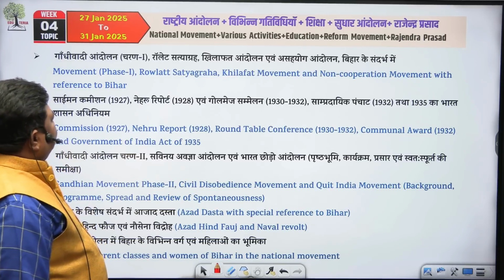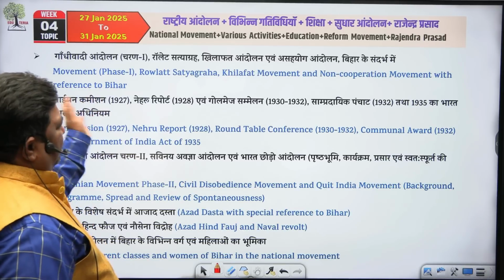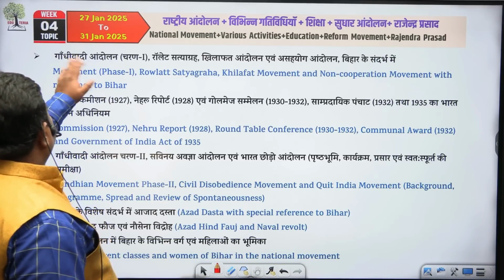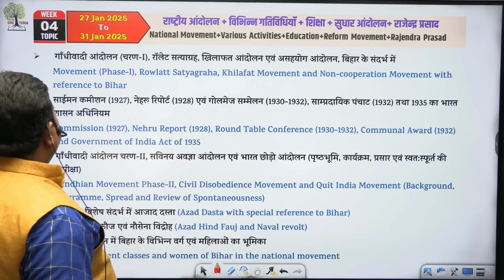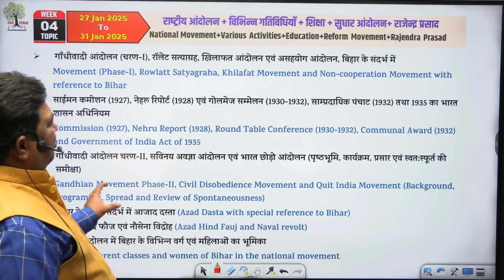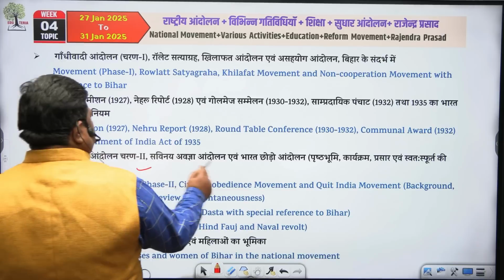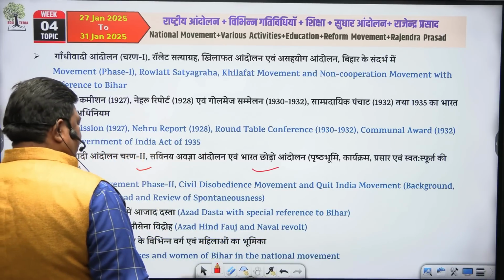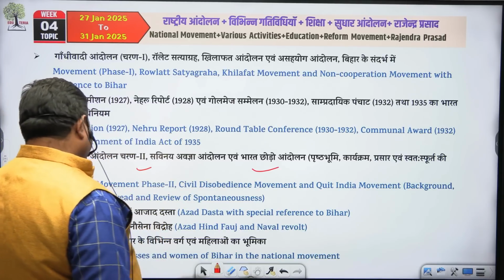And now, the normal history of Rowlatt Satyagraha, Khilafat, Non-Cooperation Movement and all, that will go in the last week. This is the topic of the last week, my dear friend. Always remember, Nehru Report, Simon Commission, these are all the normal course of history that we study, right? The Gandhian movement phase 2, civil disobedience, and how it is different from the first phase movement under Gandhi.